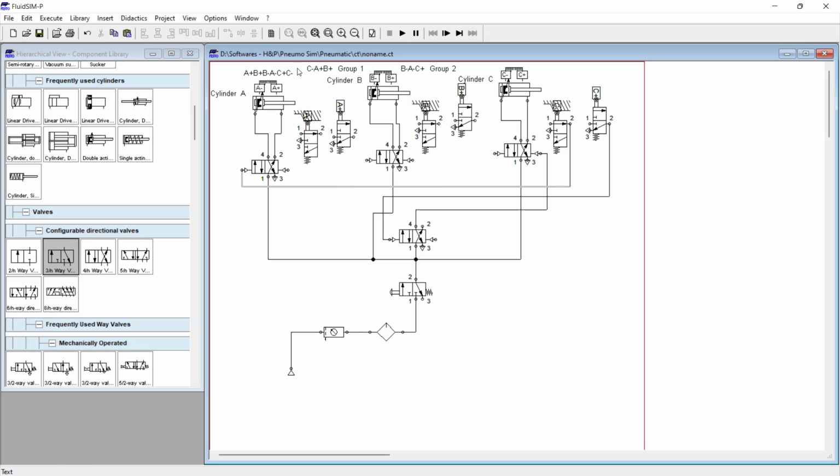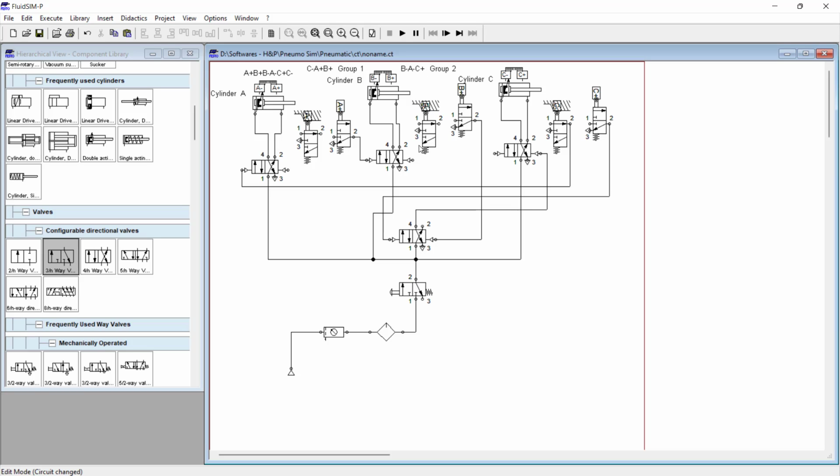After the A cylinder extends, what is the next sequence? B cylinder to extend. So here we need to connect. After the B cylinder extends, what will happen? The group is going to change. So we change the group changing valve position. Now we have power line 2, that is port 2. We receive the pilot signal from port 2.